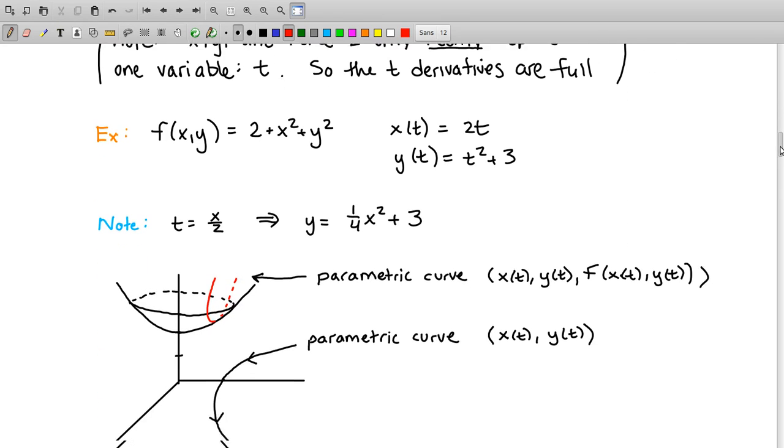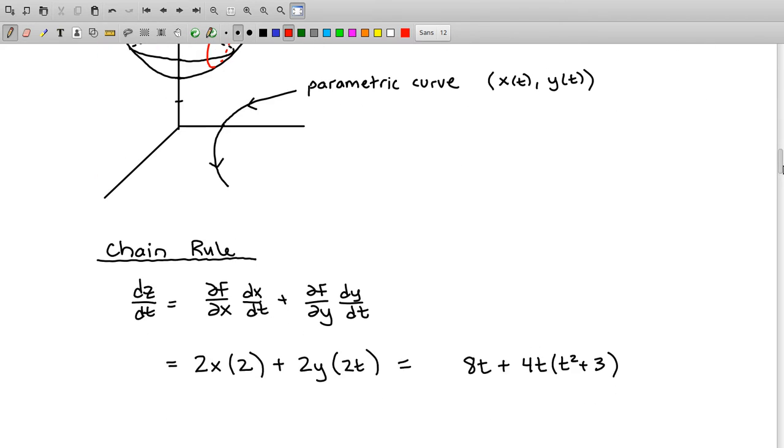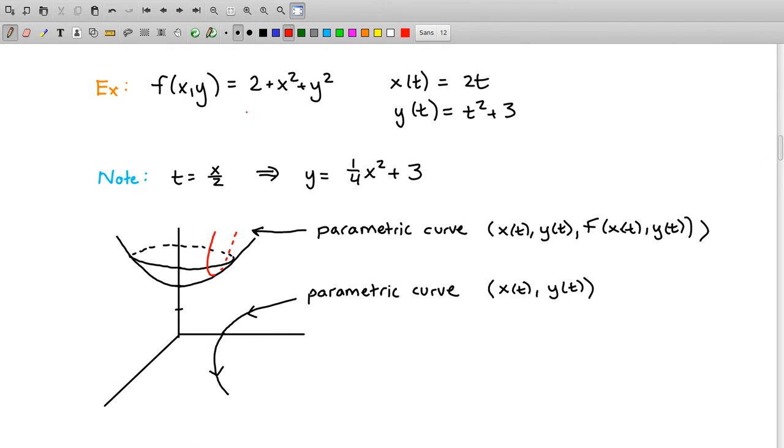And let's do an example. So don't worry so much about the picture. Well, okay, actually I will talk about the picture. Here's the function of x and y, 2 plus x squared plus y squared. So that's a paraboloid, z equals x squared plus y squared, concave up, and it's elevated 2 units from the xy plane, right? So it's this sort of bowl shape that's been elevated 2 units from the xy plane. And then we imagine that x and y both depend on some underlying variable t. X is 2t, y is t squared plus 3.